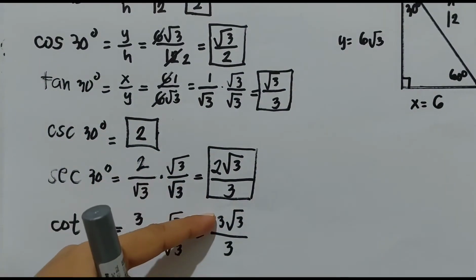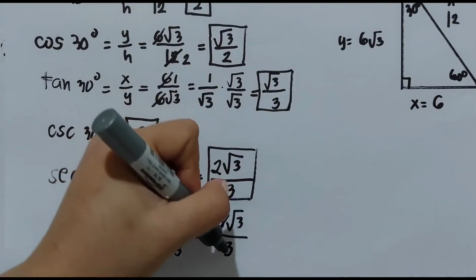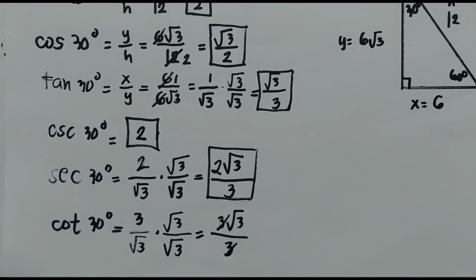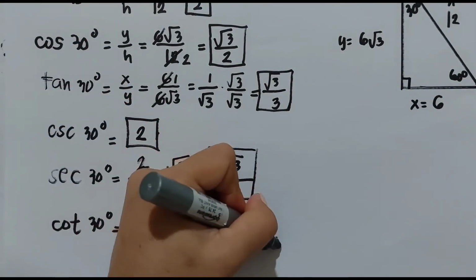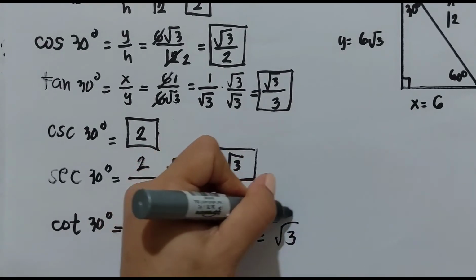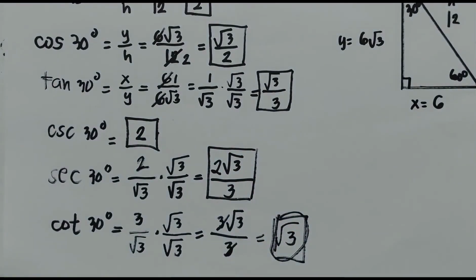Now, as you can see, 3 here and 3 there. So, we can divide 3 divided by 3. It is canceled because that is equal to 1. So, 1 times square root of 3, or you can write only square root of 3. Okay? So, we have here now the 6 trigonometric ratios for 30 degrees.